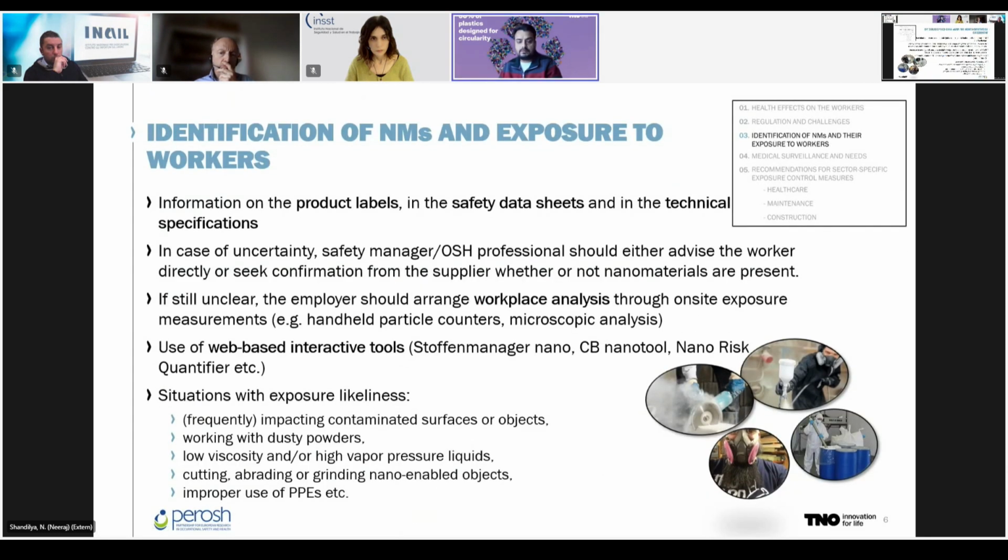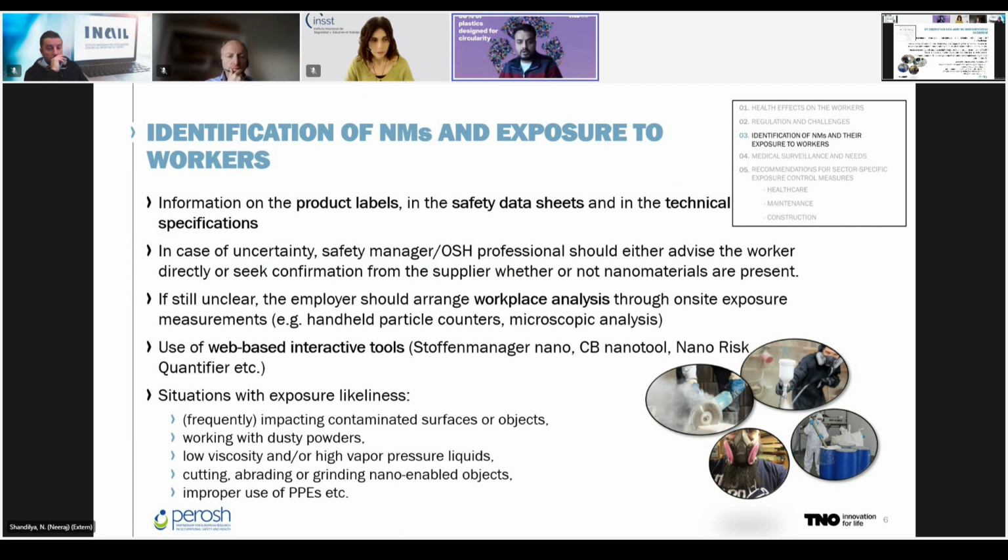Coming up to the next section of the presentation. This is about the identification. How can one identify nanomaterials at the workplace? Also the exposure. In order to establish if there are nanomaterials present in the workplace, one should look for information on the product labels. So this is the first step. The information is normally present in the safety data sheet, the product labels, and also in the technical specifications. These may identify whether one or more nanomaterials are present, but in some other cases, such checks may not clearly establish the material status.